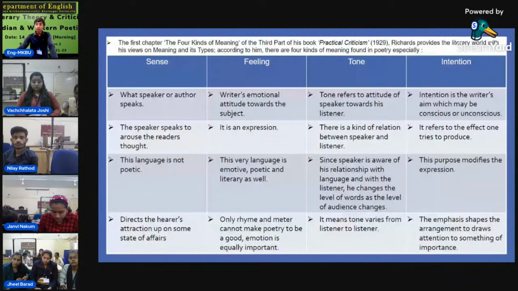And tone, what is tone? Tone refers to the attitude of the speaker toward his listener. So tone means I want to pursue something, I want to persuade you of something. This is the tone. So I will use this tone. We find tone very problematic these days, but it is fine.